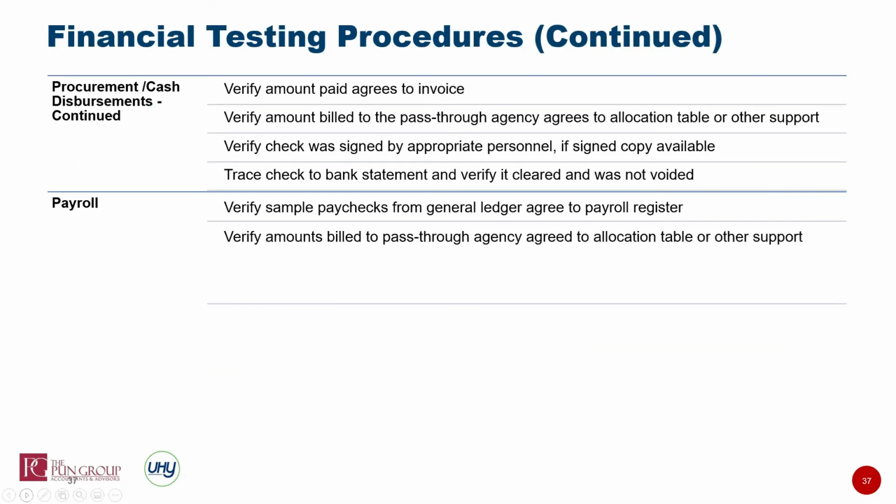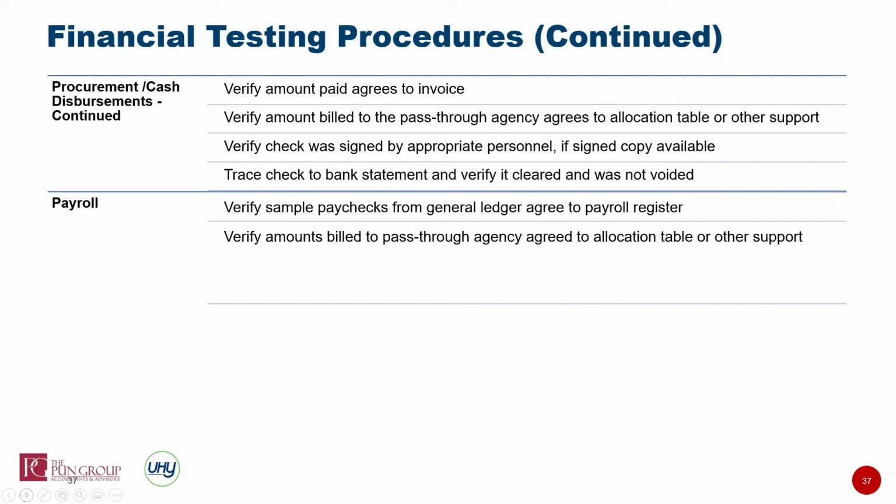We continue, we look at that the amount paid agrees to the invoice or the supporting documentation. We verify the amount billed to the pass-through agency agrees to an allocation table or other support. So you could have a pass-through. Verify the check was signed by appropriate personnel if the signed copy is available. And then trace the check to the bank statement and verify it was cleared and was not voided.